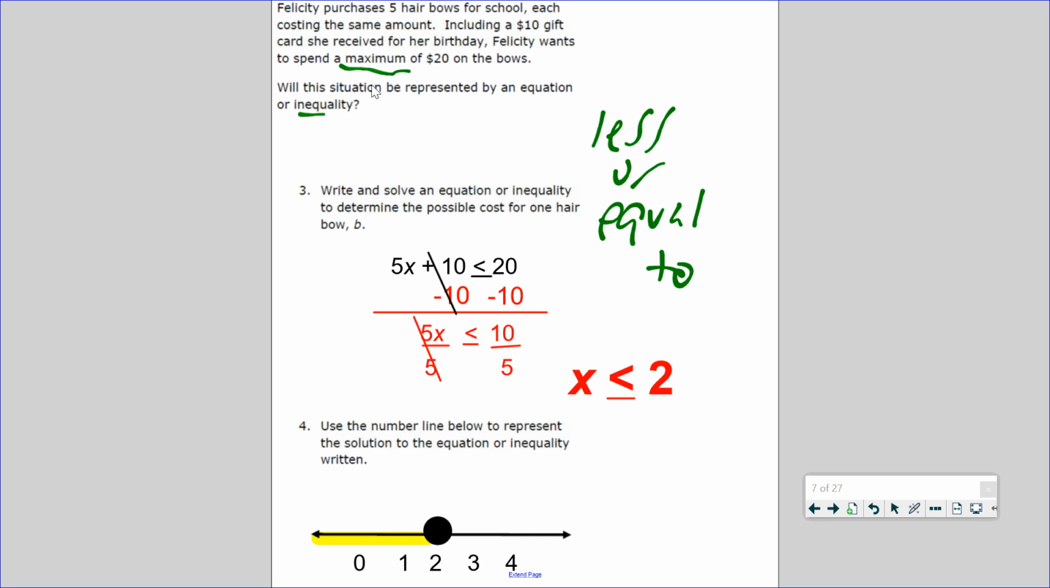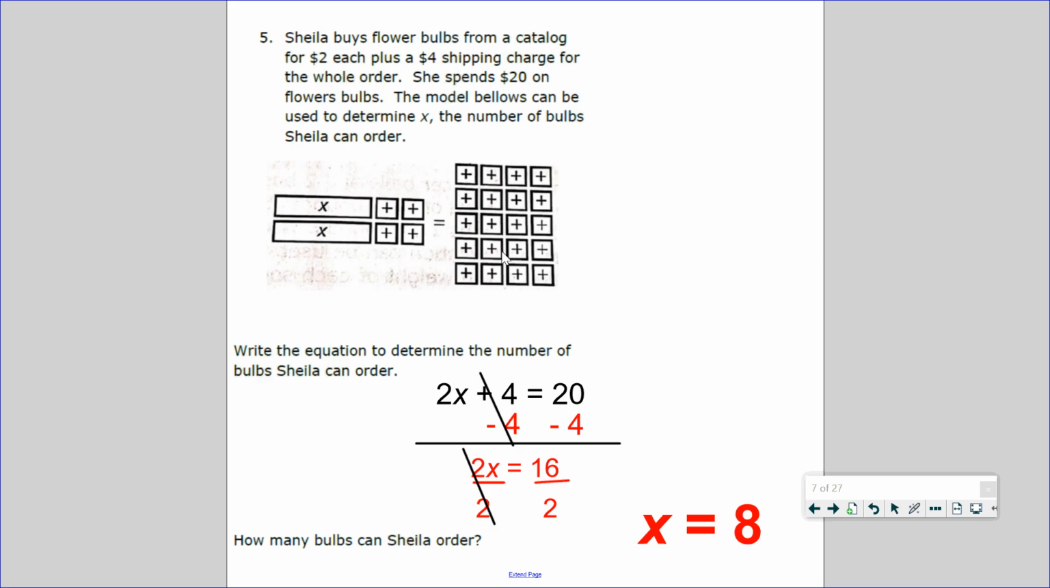So she purchases 5 hair bows. Do you know the price of it? No, 5x. But then she includes a $10 gift card. So a maximum of $20.